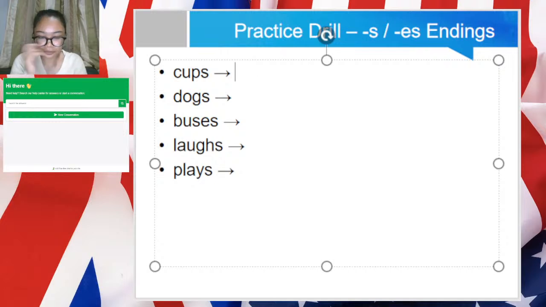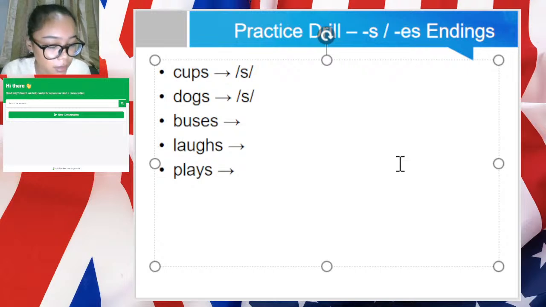First one, we have cups. Cups. That is obviously an S sound. How about the second one? Dogs. Dogs. That's also an S sound, a hissing. What about this one? Buses. Buses. Now, don't get confused. This is not a Z sound because there's another syllable. So this is an is sound. Again, this is an is sound.